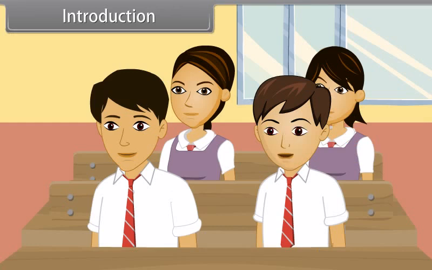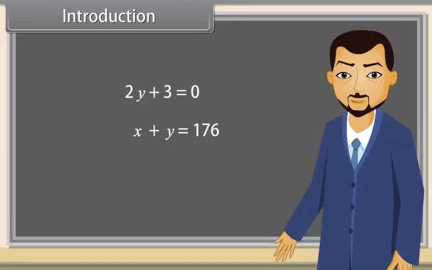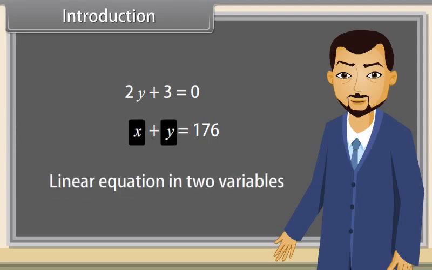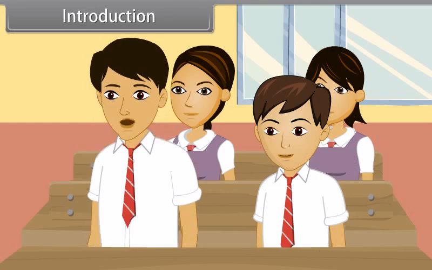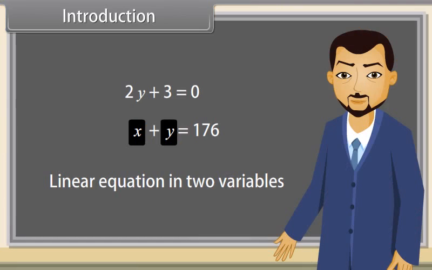This is also a linear equation. Yes, this is also a linear equation, but it has two variables, x and y. So it is called linear equation in two variables. We want to know more about this, sir. Okay, so we will study linear equations in two variables today.